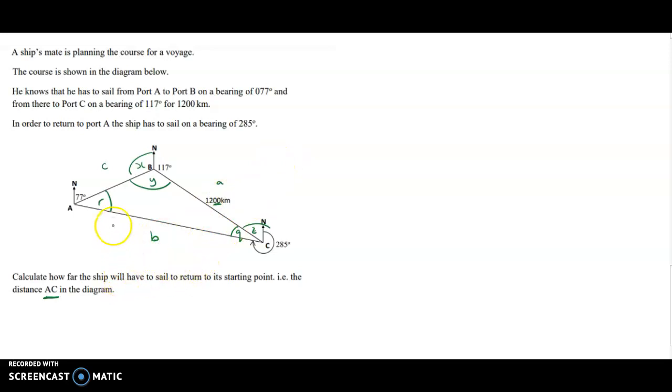So my first step here, I think I would need angle X, that's here. So 77 and X will add up to 180. So X will be 180 minus 77. And that turns out to be 103. So if this angle here is 103, then I could find angle Y. Y will then be 360 minus 117 minus 103, which turns out to be 140. So I have now one of my angles in this triangle.